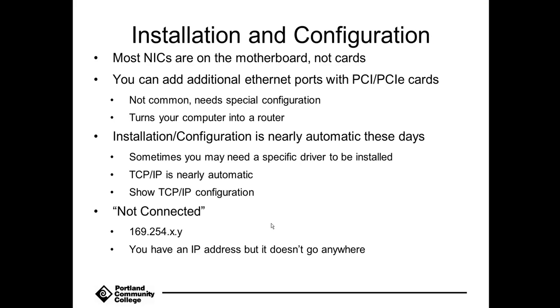Now, for configuring internet stuff, most NICs are on the motherboard, not cards. Some PCs will come with multiple, for extra bandwidth, with extra network cards, multiple Ethernet ports, sometimes on the motherboard, sometimes it's something you install. Installation is pretty automatic these days. If you get a situation where you have not connected, it may not be clear. Again, if you see that 169.254 address, it means you have an IP address, but it doesn't go anywhere.